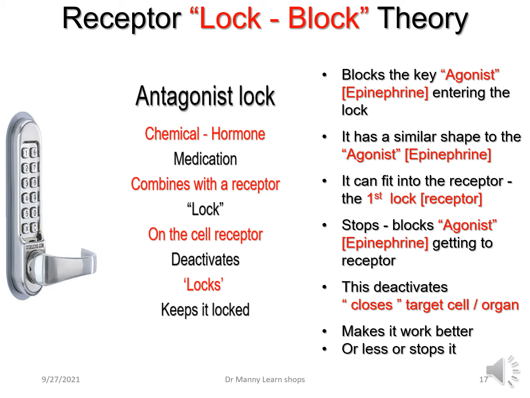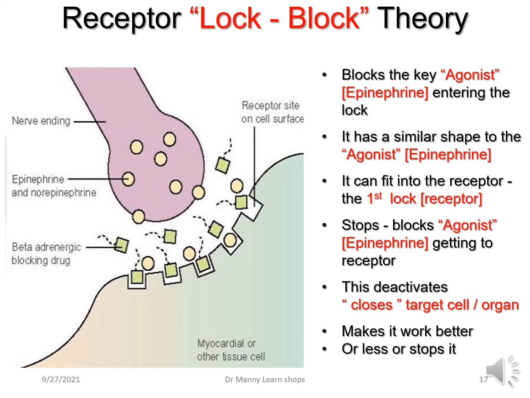Then you've got the receptor lock block theory. And this is an antagonist block. And it's essentially a chemical hormone or medication that combines with a receptor, a lock, on the cell receptor wall. It deactivates, therefore locking it and keeping it locked. And basically what it means is that it blocks the key, the agonist. And I've given you an example here, epinephrine or adrenaline. We need it, it's sympathetic stimulation, and it enters the lock. It has a similar shape to the agonist epinephrine.